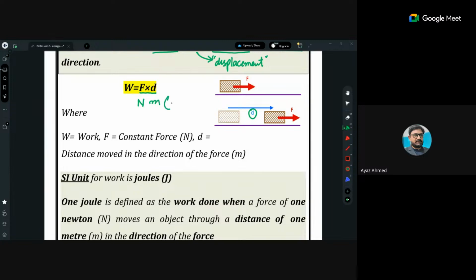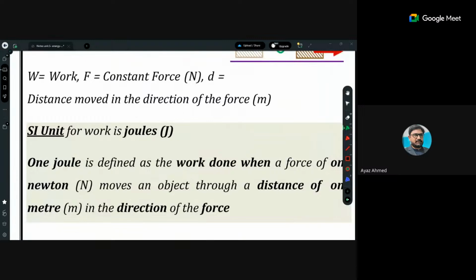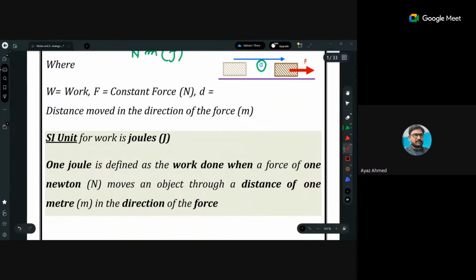This is a simple one. I don't think it is difficult, but when we talk about how to measure it, what is the joule measurement? One joule is the work done when a body is applied a constant force of 1 Newton and it travels a distance of 1 meter in the direction of the force. Then we say that one joule is the work done on the body.